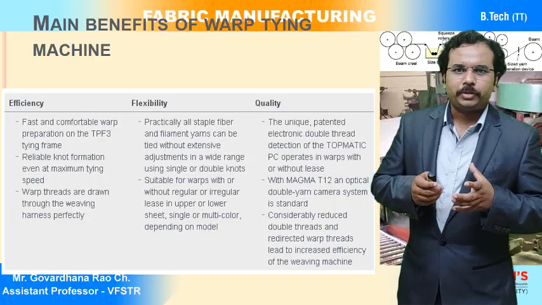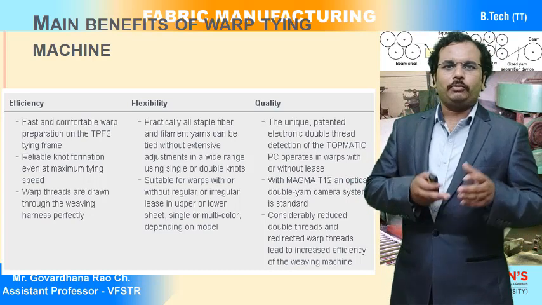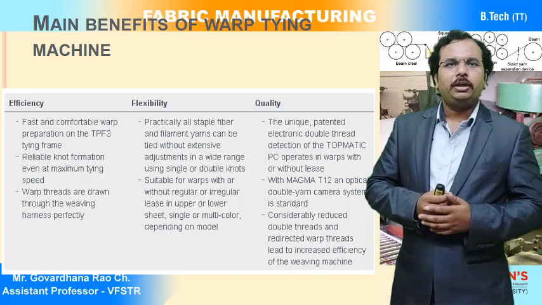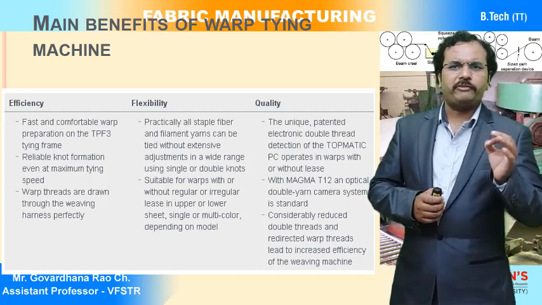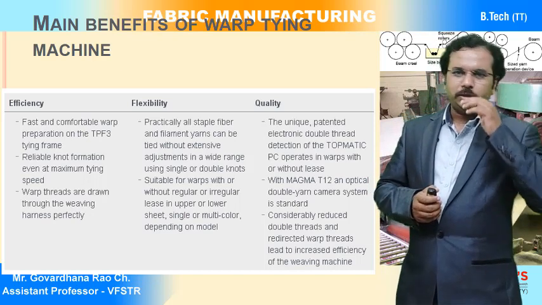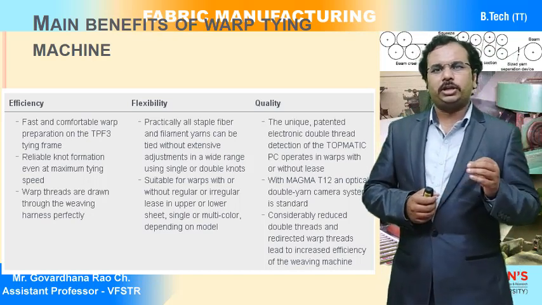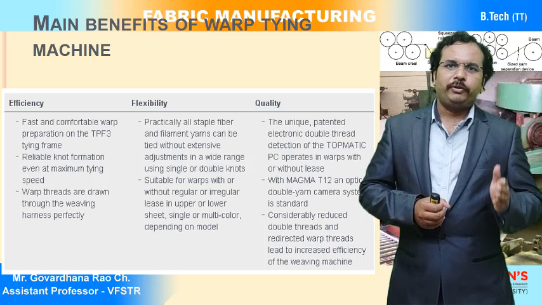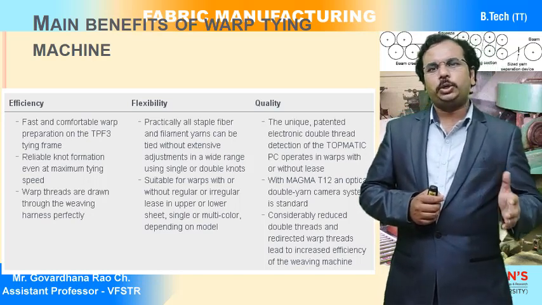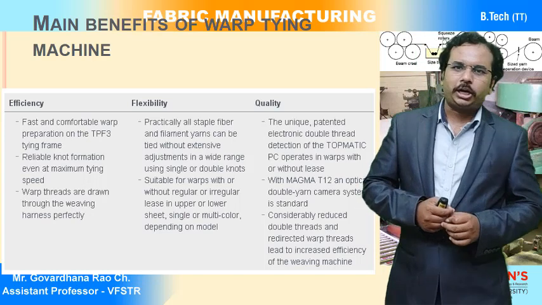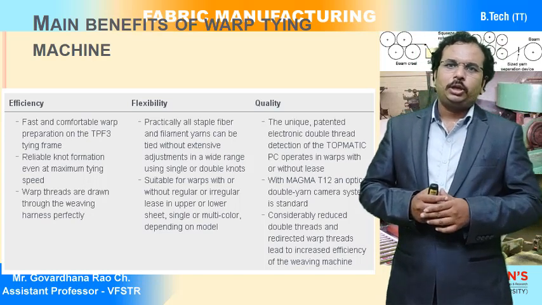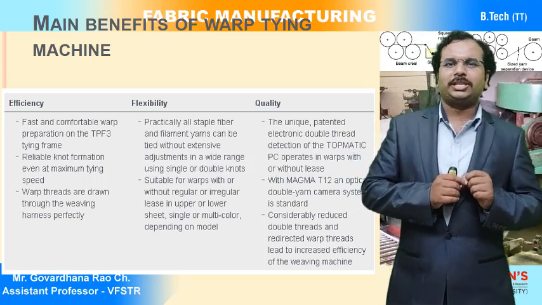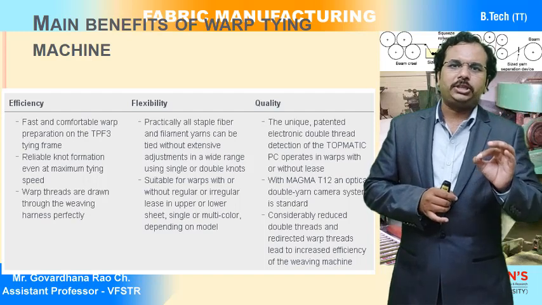Now, as you have seen that video, you can understand what exactly the knotting process is. And you can see here the main benefits of warp tying: more efficiency, flexibility and quality. Efficient means in terms of production and in terms of the time consuming process. Now if you want to go for the drawing in process again, it is going to take 8 hours of time again. That is why we are going for the knotting process. So the drawing in and denting process is going to be eliminated, and this knotting process can be done very easily and in less time.